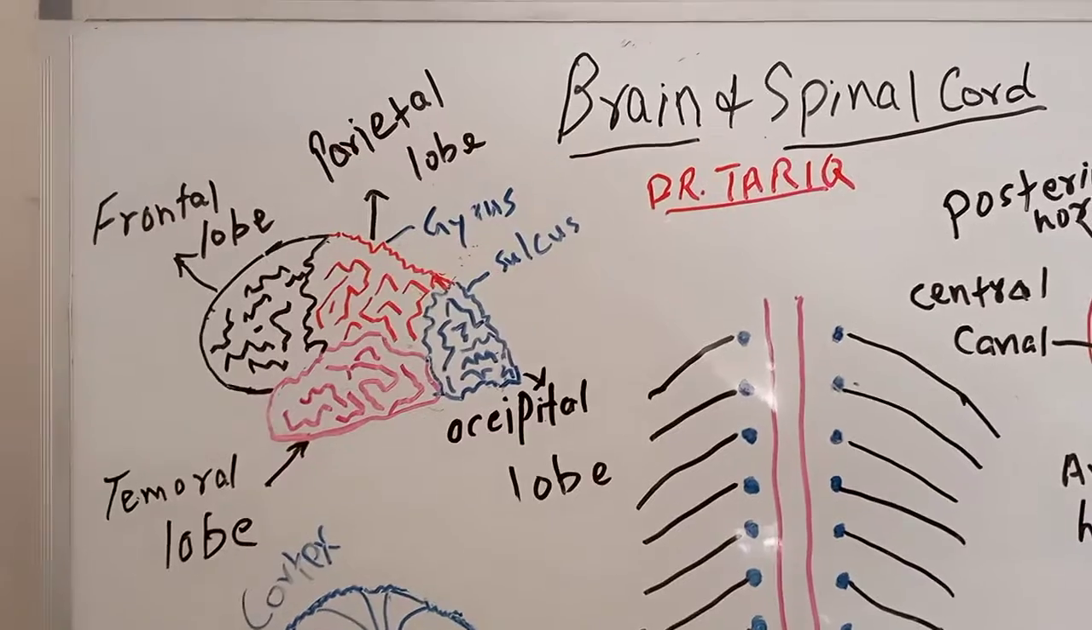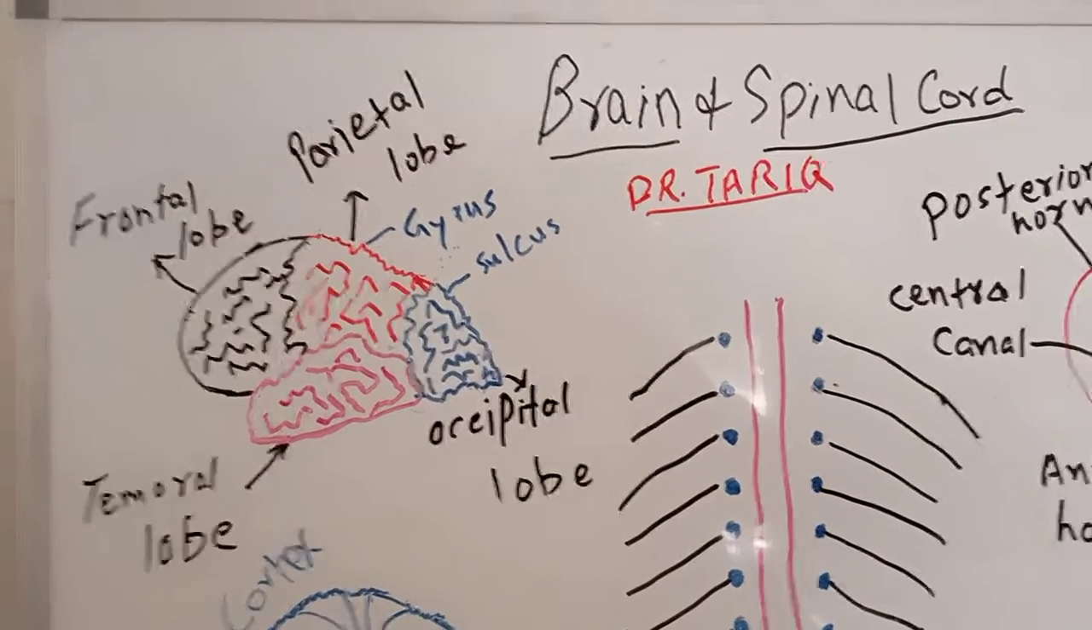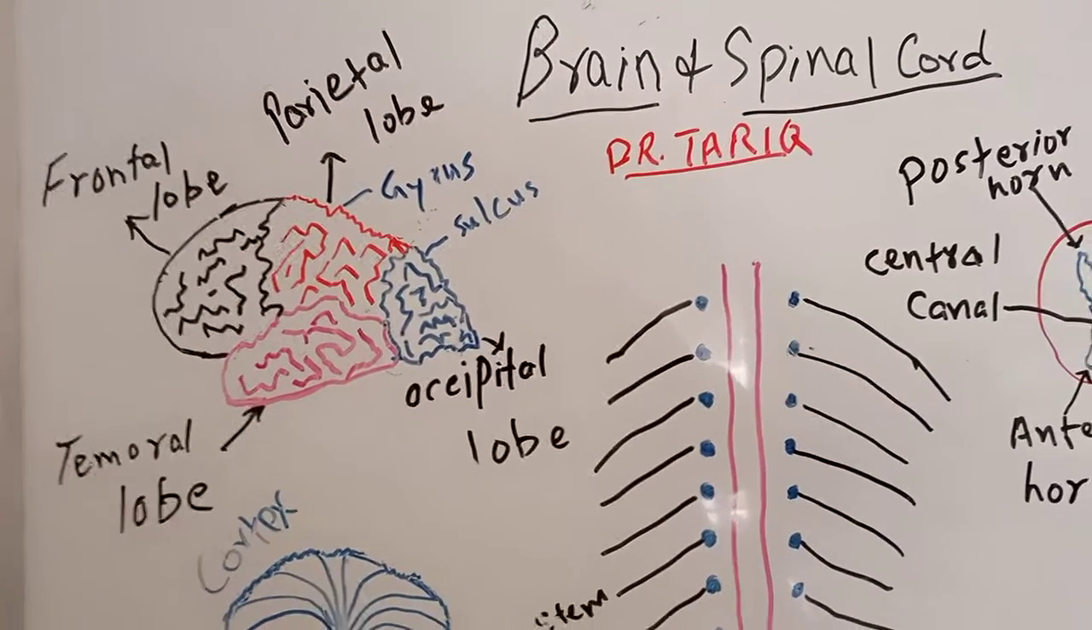These cranial nerves which arise from the base of the brain, some of them are sensory, some are motor, and some are mixed.